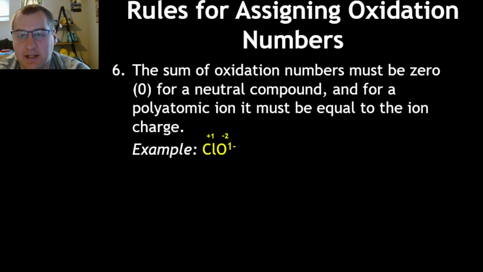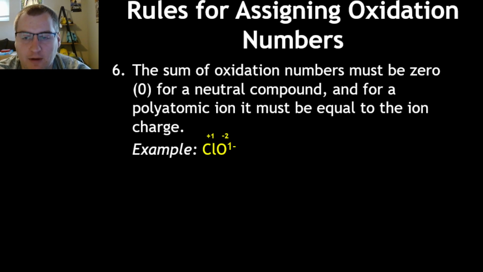And then the last thing here is the sum of oxidation numbers in an entire compound is always 0 if it's neutral. And if it's a polyatomic ion, it must be equal to its charge. So if you have a full compound with no charge at the end, like a normal compound, the sum of all those oxidation numbers must equal 0. And if it's a polyatomic ion, it must equal the charge of that ion.